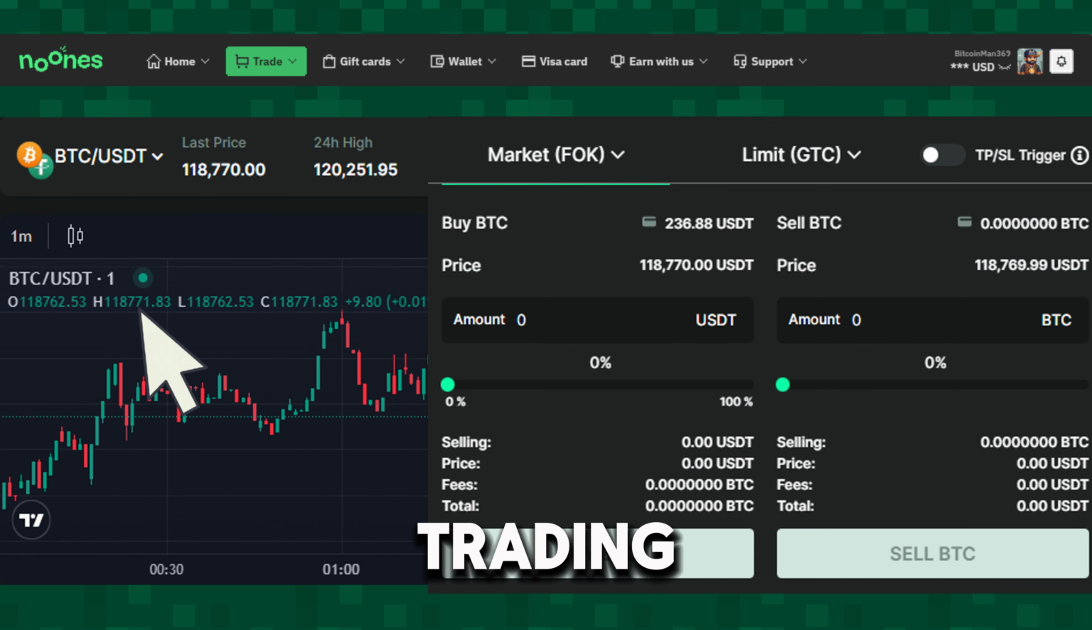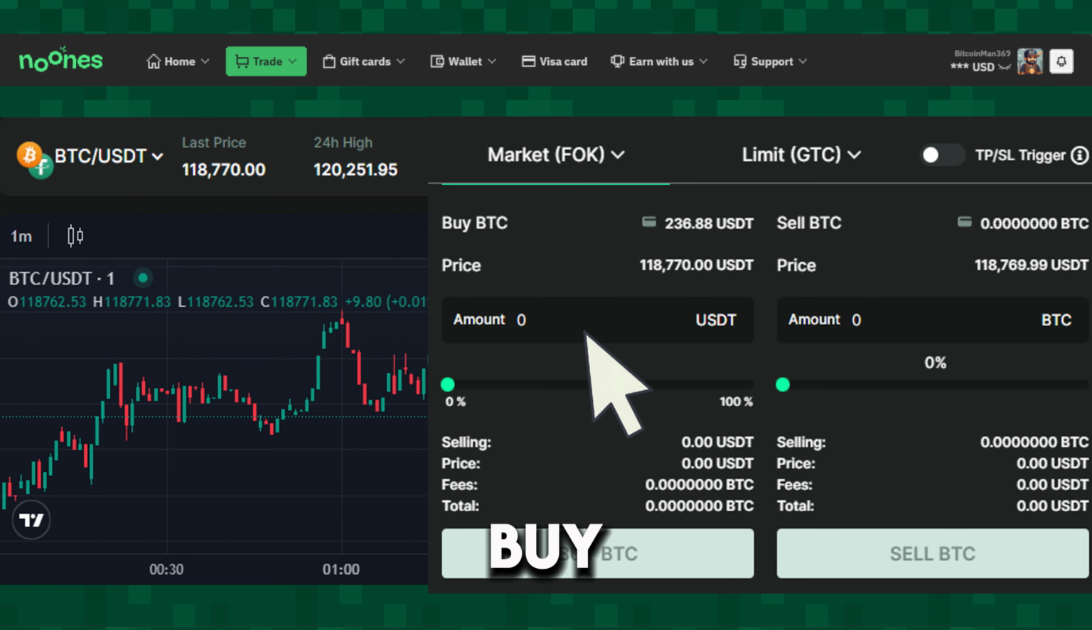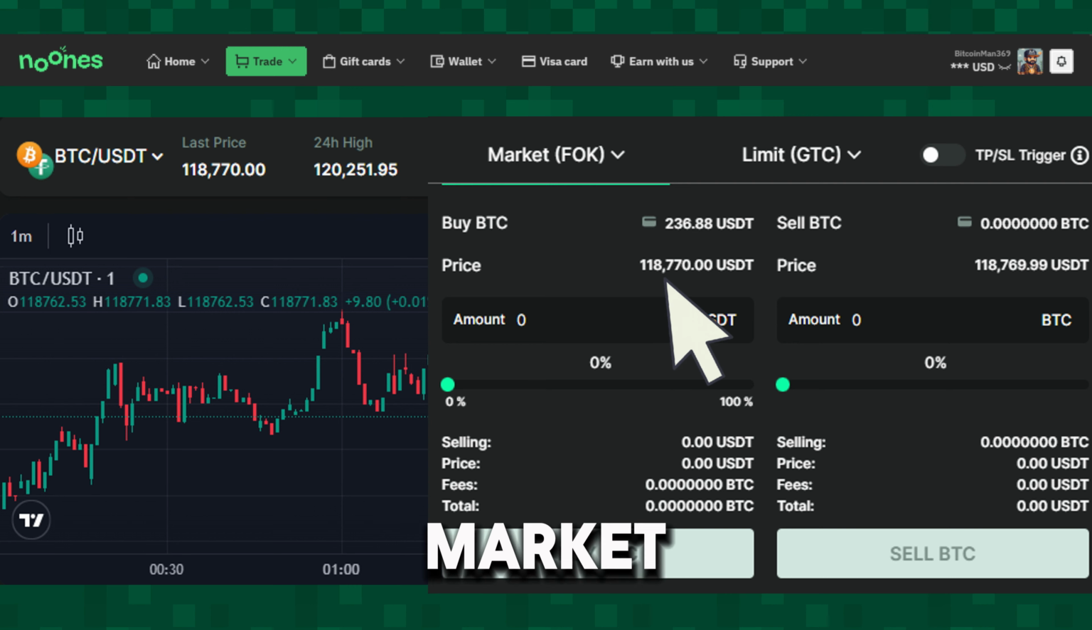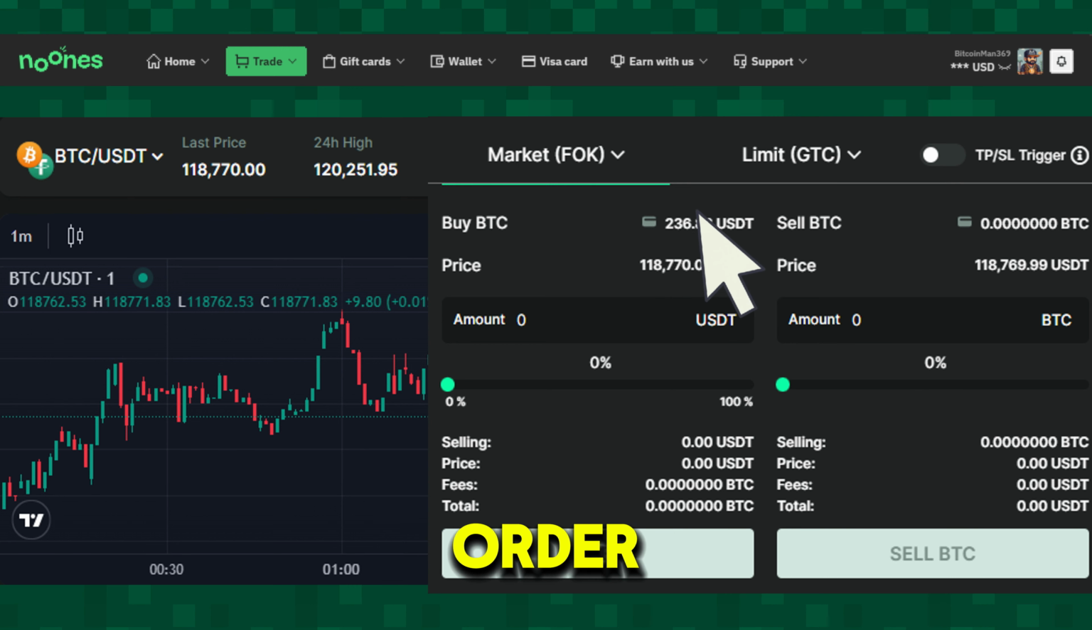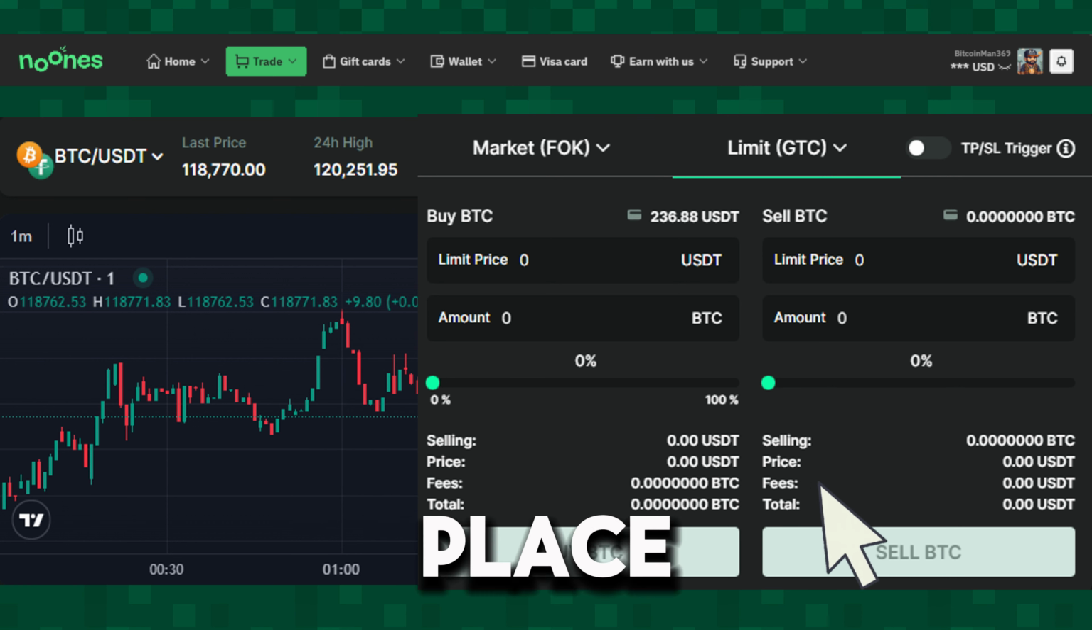In spot trading, you have two main types of orders. Market order: buy or sell instantly at the current market price. Limit order: set your own price and wait for the market to reach it. Once it reaches it, the sale takes place.